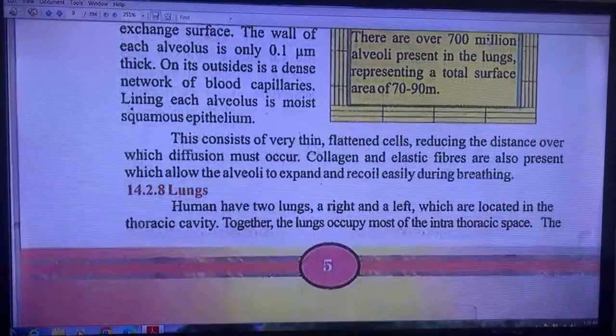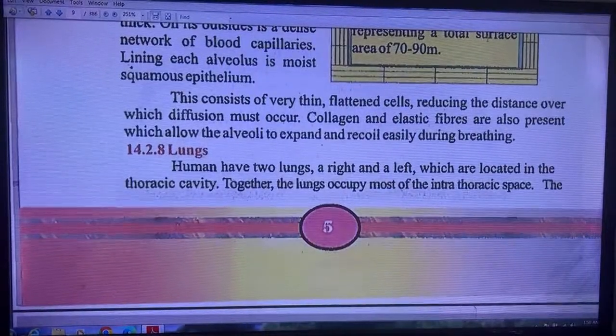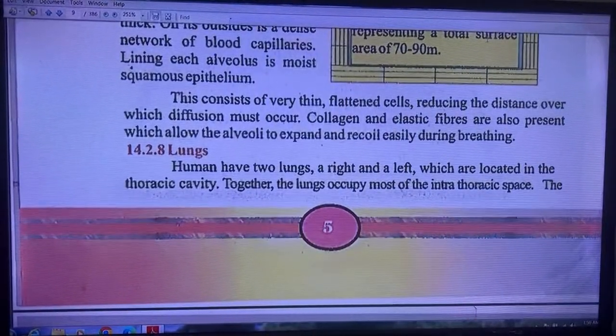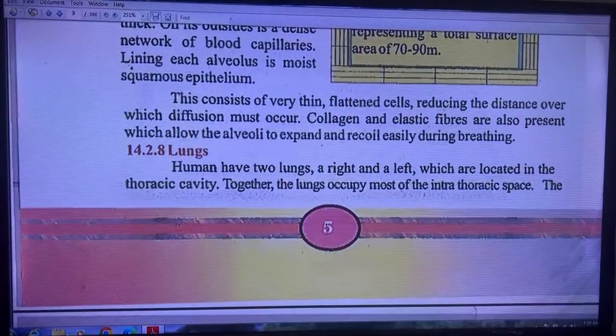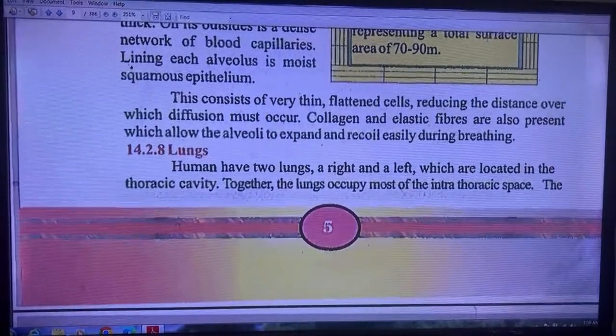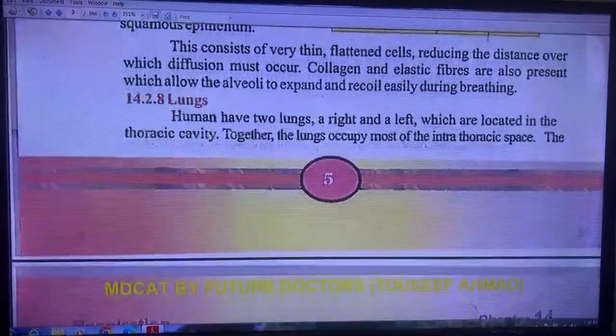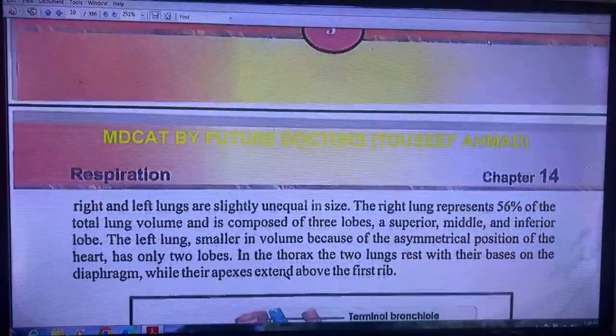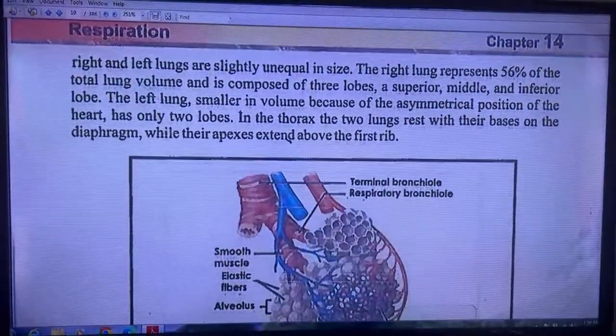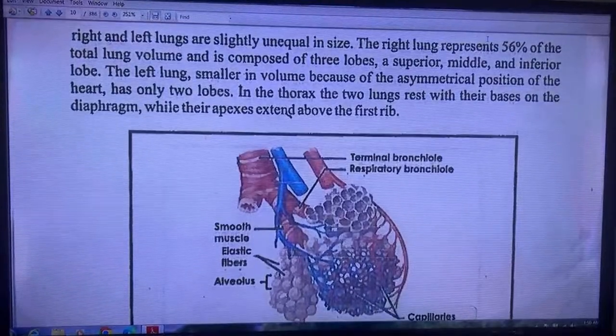Lungs. Humans have two lungs, a right and left, which are located in the thoracic cavity. Together, the lungs occupy most of the intrathoracic space. The right and left lungs are slightly unequal in size.